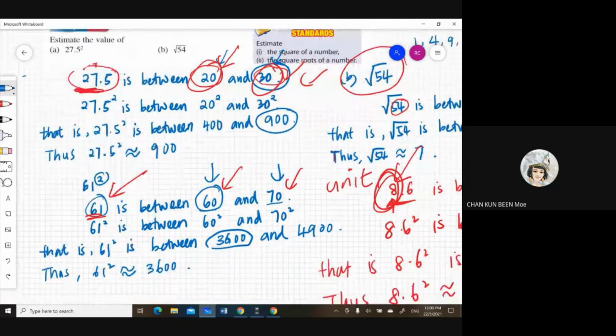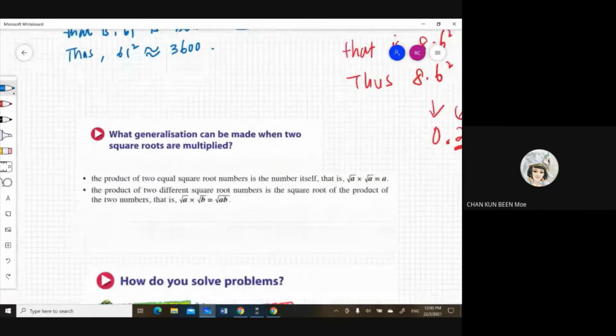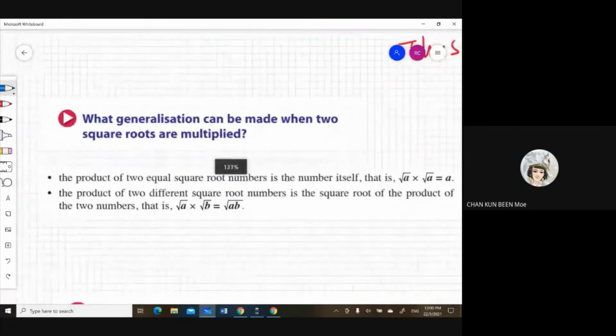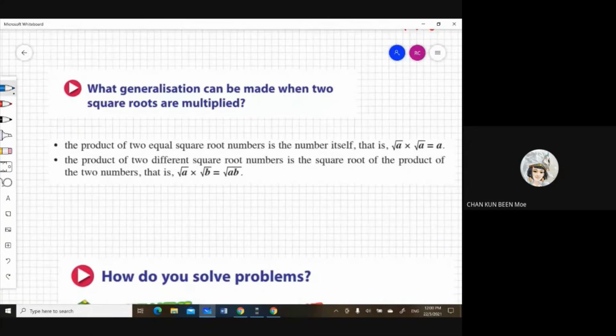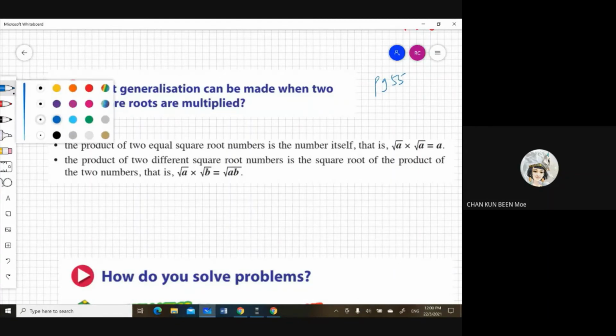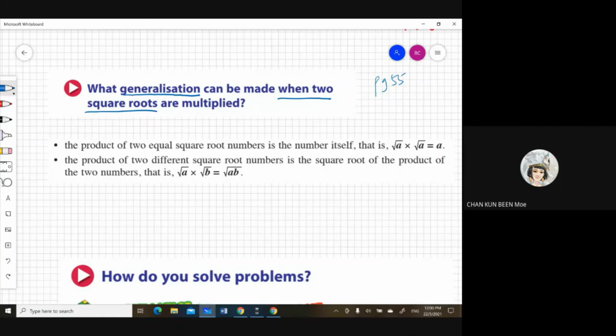Now we continue. We are going to see what generalization can be made when two square roots are multiplied. You can see this in exploration activity 4 on page 55 in your textbook. But I'm not going to show the exploration activity to you. I'm just going to go directly into what it means. What is the generalization that can be made when two square roots are multiplied? It is simple. Look at the first point here. The product of two equal square root numbers is the number itself. That is, square root of A times square root of A is equal to A.